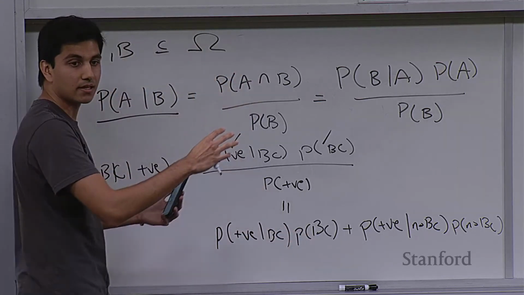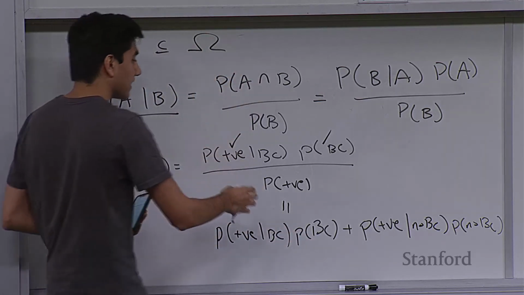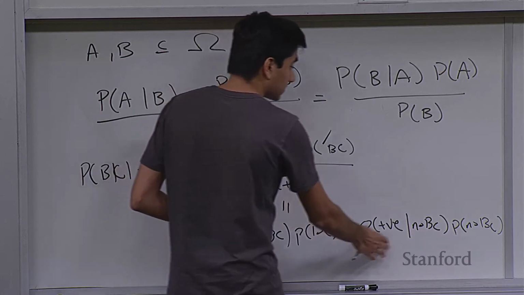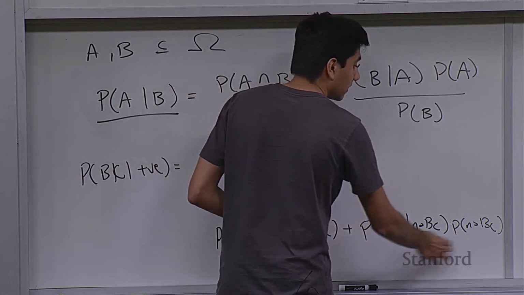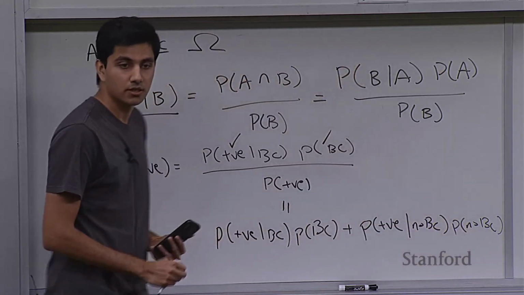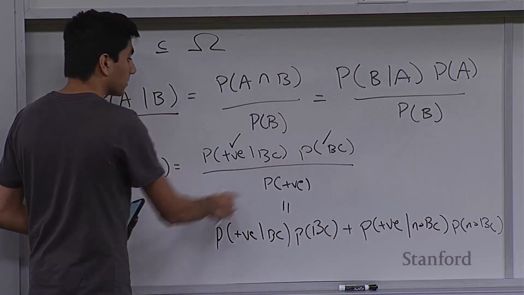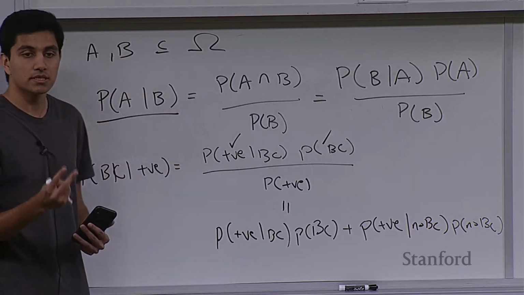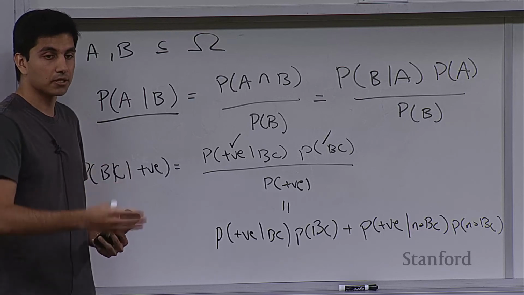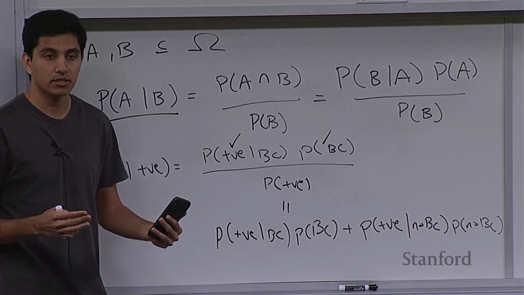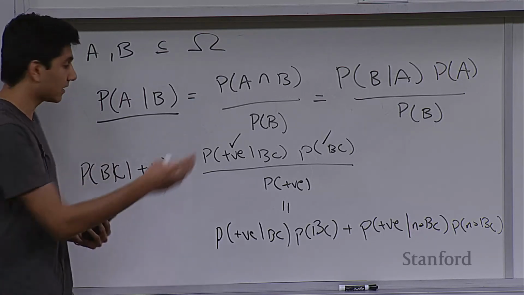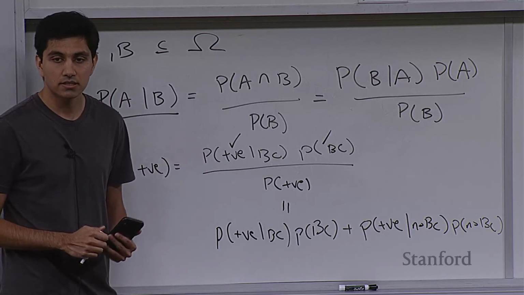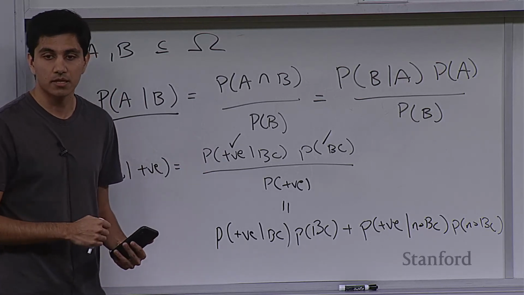So that's the event in which the person has breast cancer. And we're summing that with the probability of a positive result given that they don't have breast cancer, times the probability of them not having breast cancer. That, in total, sums to the probability of the result being positive, because there are two instances in which the result can be positive: the person has breast cancer or the person doesn't. We sum over both these instances to get the probability of a positive result. Does that make sense to everybody, how we compute the denominator?